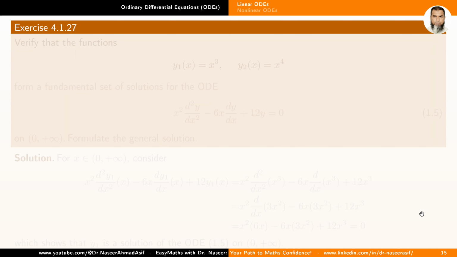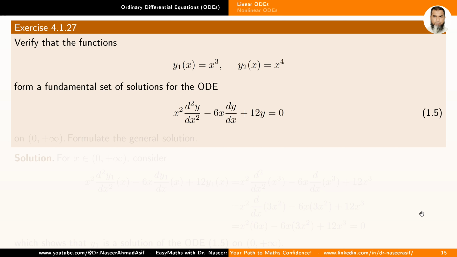Well, let's see another exercise. Verify that the functions y1 of x is equal to x cube, y2 of x is equal to x exponent 4 form a fundamental set of solutions for the ODE x square d2y by dx square minus 6x dy by dx plus 12y is equal to 0 on the open interval 0 to plus infinity. Formulate the general solution. Well, let's see the solution.